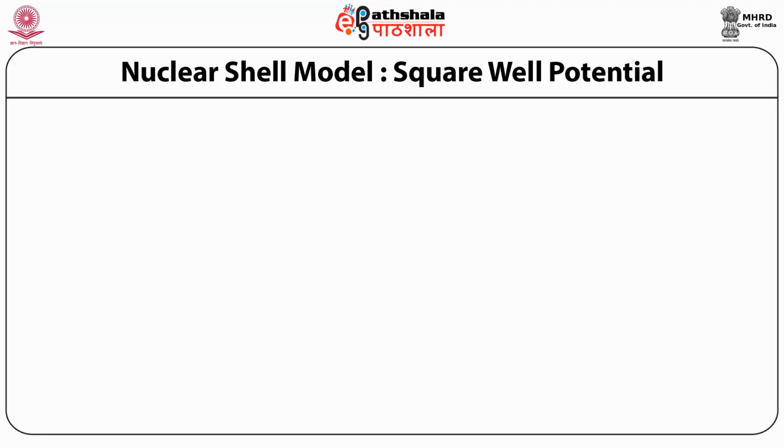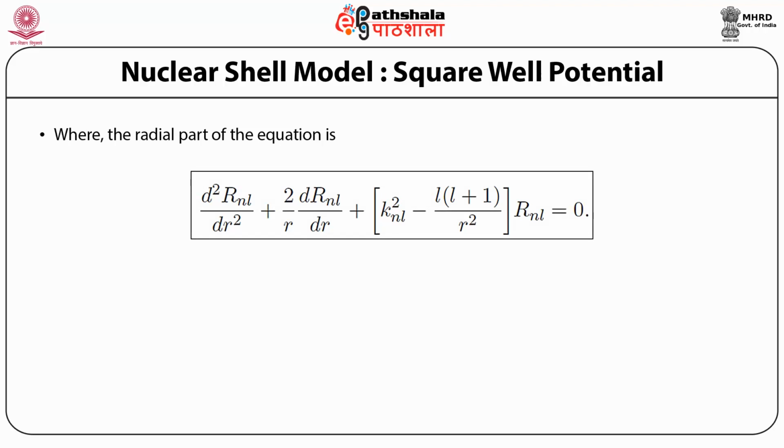Nuclear shell model, square well potential. So we continue our discussion about solving the Schrodinger wave equation for square well potential, where the radial part of the equation is d²R_NL/dr² + (2/r) dR_NL/dr + [k_NL² − L(L+1)/r²] R_NL = 0. According to separation of variables, we have separated out the variables.